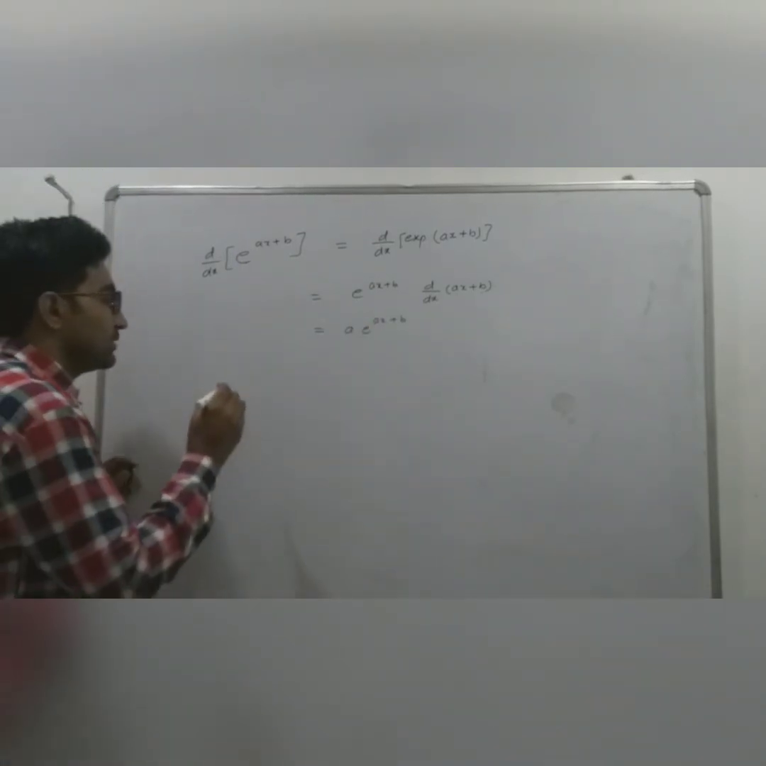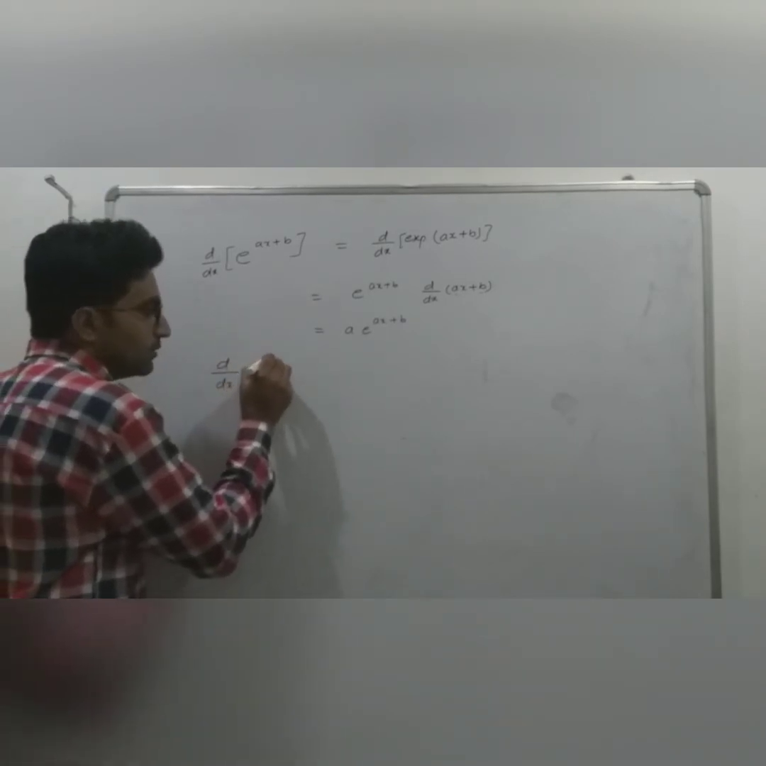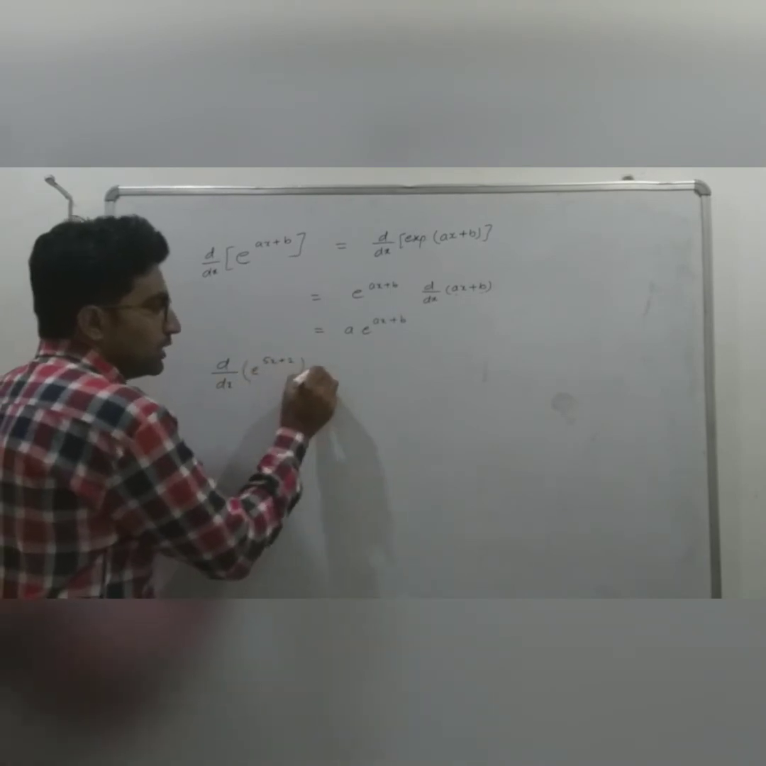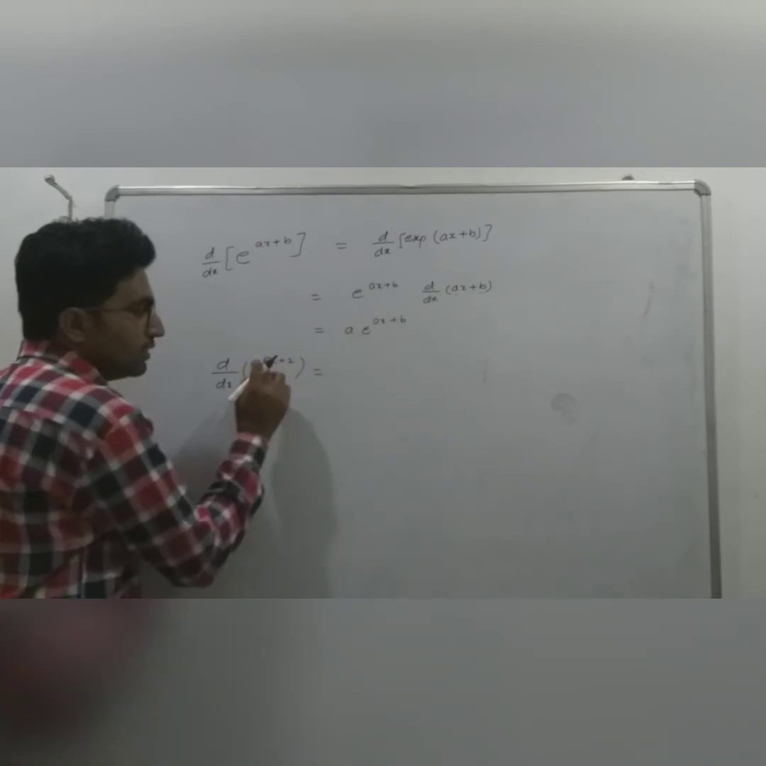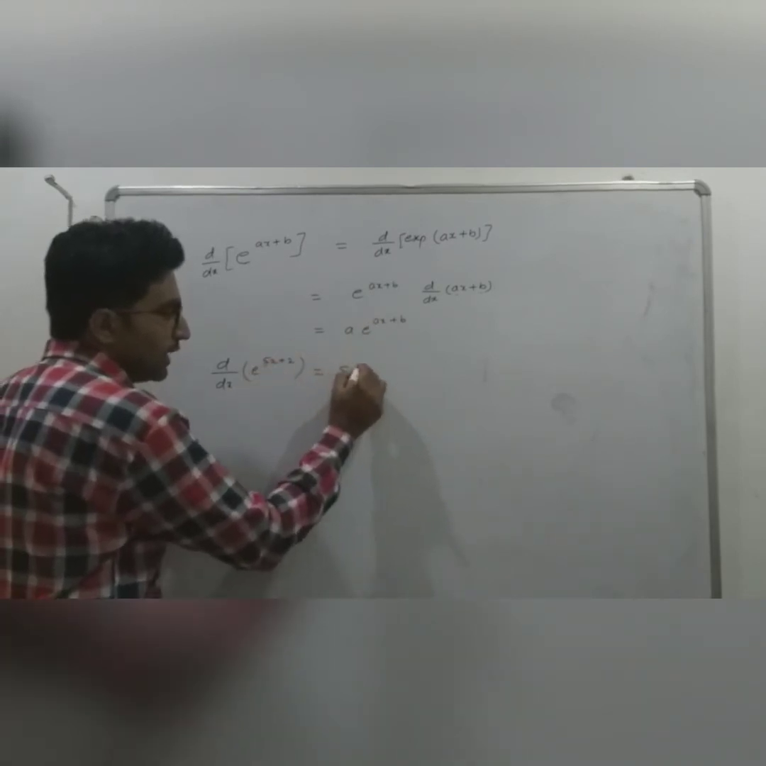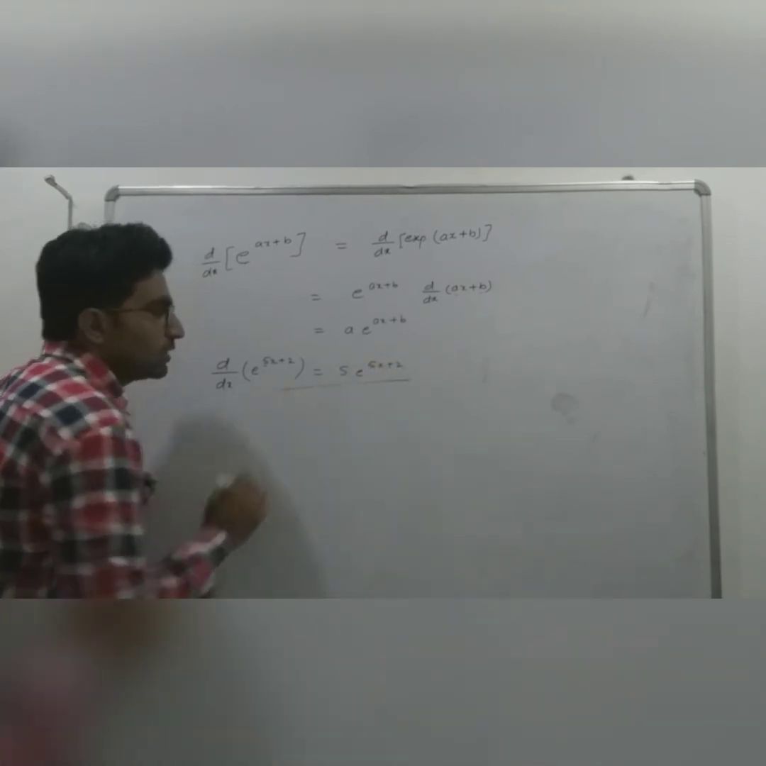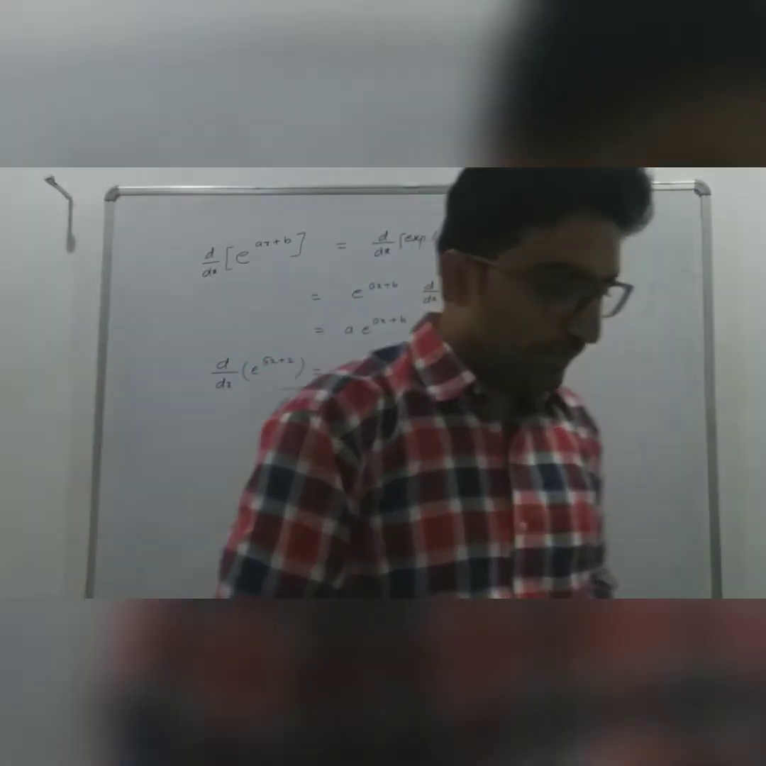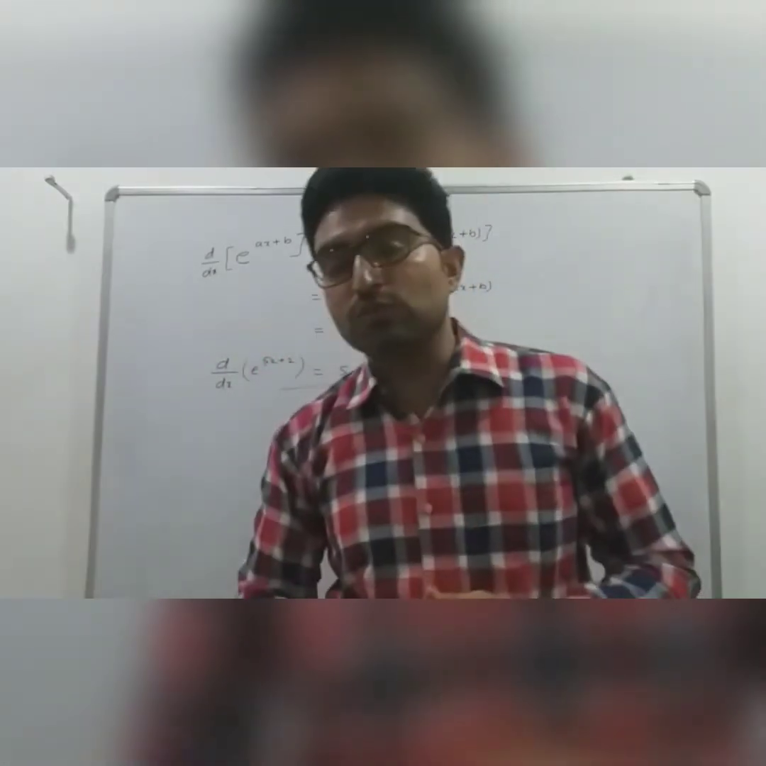Let's take an example on the same. Differentiation of exponential (5x + 2): in place of a we have 5, so it will be equal to 5 times exponential (5x + 2). These are the differentiations which we need in our physics numericals.